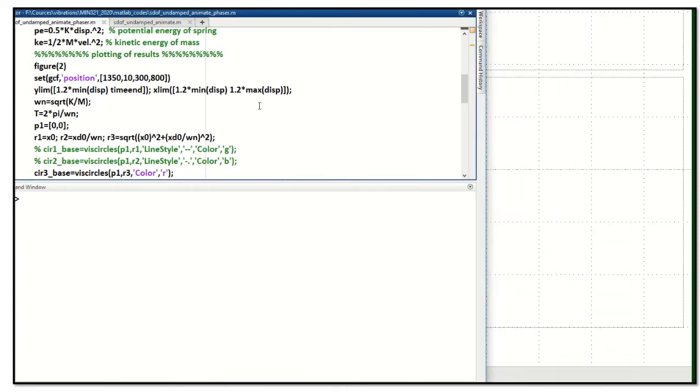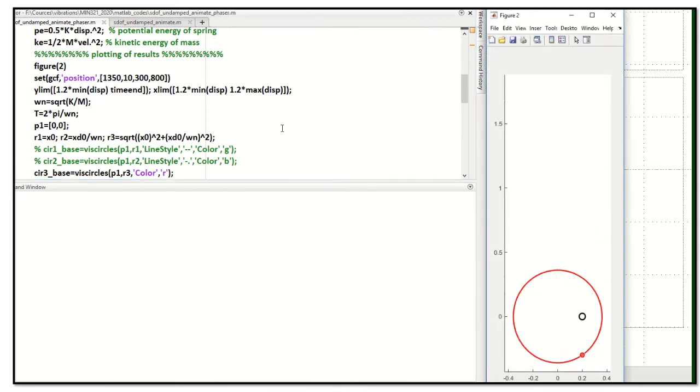Let me run this code for you so that you will be able to see how exactly the motion of that fictitious particle is capturing the motion of the mass. You might have observed that the projection of that fictitious particle always showed you the position of the mass, and you can represent the same thing either by using this graph, where you have time specified on the y-axis and displacement on the x-axis, or by using this rotating fictitious particle along the circle.